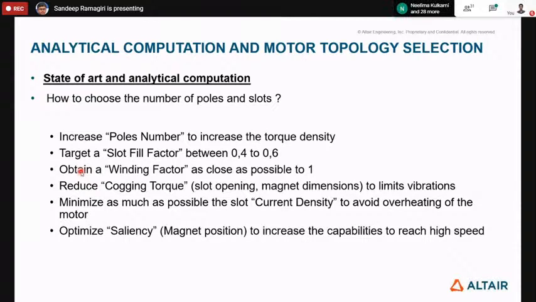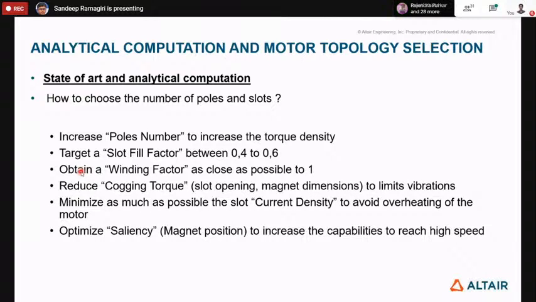So once you have a torque ripple, it will have a noise and vibration problem. So we need to limit the cogging torque, and then maximize as much as possible the current density to avoid the overheating of the motor. So we can minimize the current density, but to reach a higher performance of the machine, sometimes we also require a higher current density to be placed in the windings.